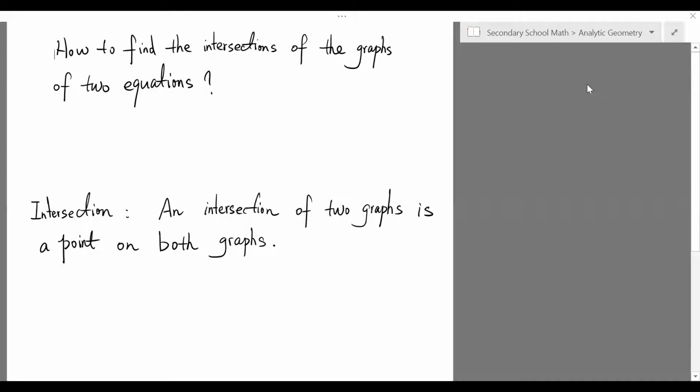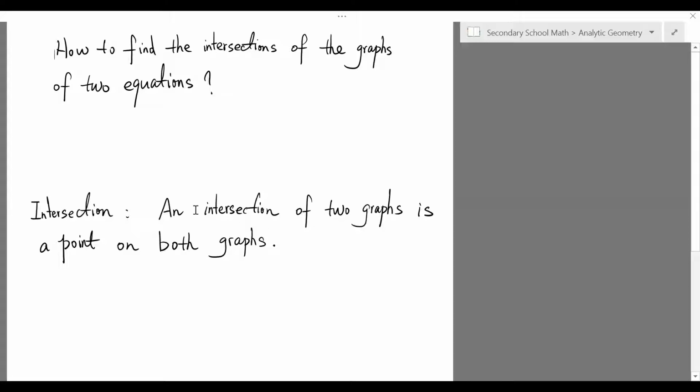In this video, we're going to look at how to find the intersections of the graphs of two equations. So let's begin with reviewing what it means by an intersection. An intersection of two graphs is a point on both of these two graphs. So recall that a point is on a graph if its coordinate is a solution for the equation.